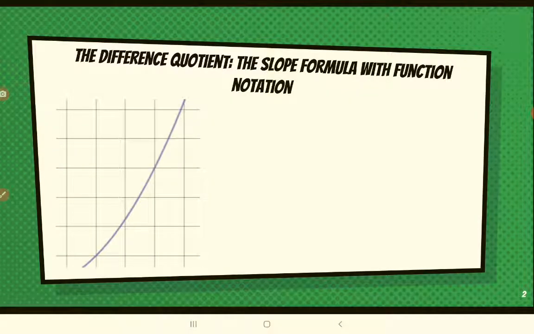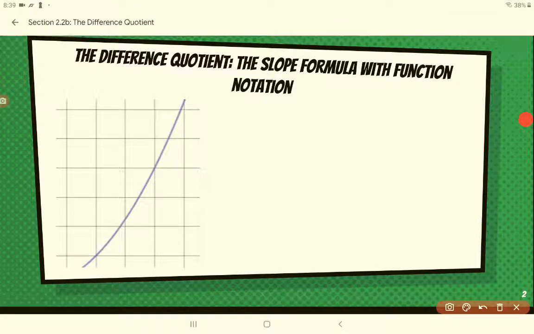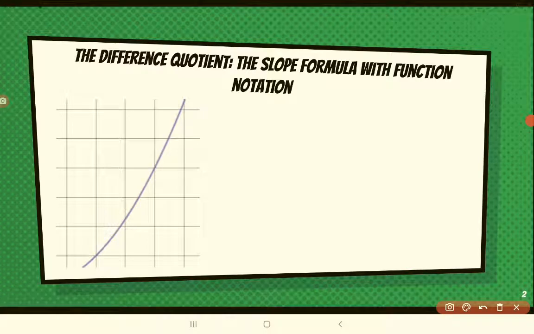And here's what the difference quotient is. Imagine that you took the slope formula, but you wrote it in function notation. And here's what I mean by that. Let's say you took this graph over to the left. First thing I want you to notice is this is not a straight line, this is a curve. Normally when we talk about slope, we're talking about a straight line. With the difference quotient, that won't always be the case.